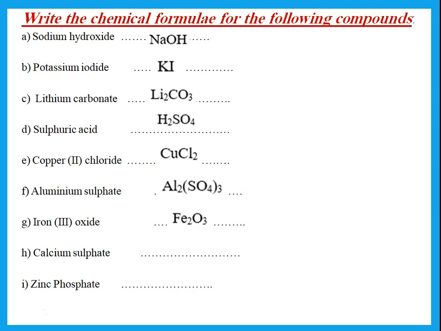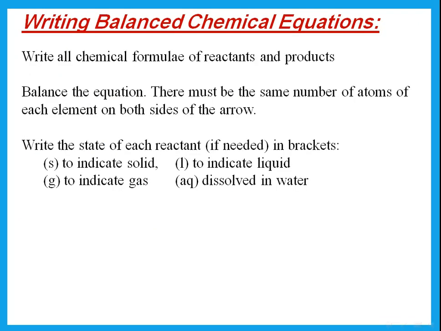Calcium sulfate. Now, calcium and sulfate both have a valency of 2. And that means they cancel, so I don't put 2 here or 2 here. This is just CaSO4. Zinc phosphate. The valency of zinc was what? Valency of zinc is 2, phosphate is 3. So I put the 2 under the phosphate and the 3 under the zinc. Remember the valency of 1 under the other.